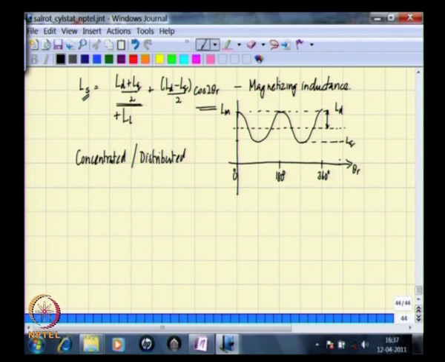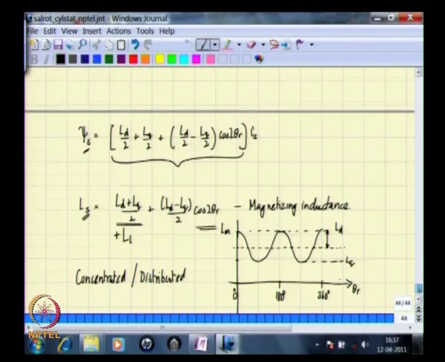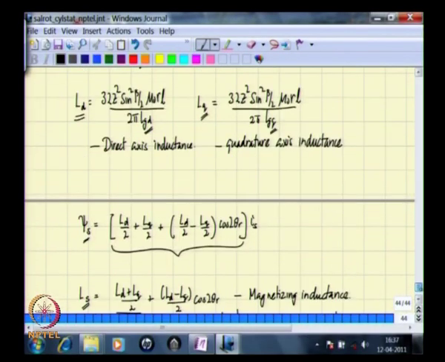We had earlier looked at a single coil on the stator and a salient pole rotor. As it rotates, what will be the nature of inductance variation? That was the plot that we saw earlier. Now, we find that the distributed winding also behaves in the same way. In fact, if we look at those two expressions, we can arrive at an equivalent number of turns which the distributed winding must have in order to be considered as a concentrated winding.